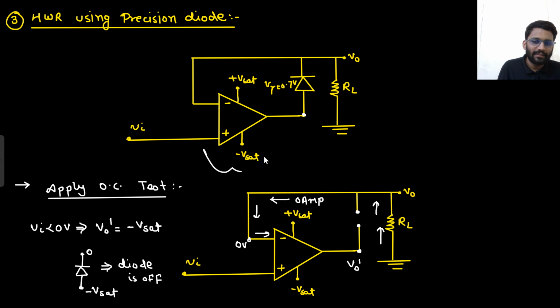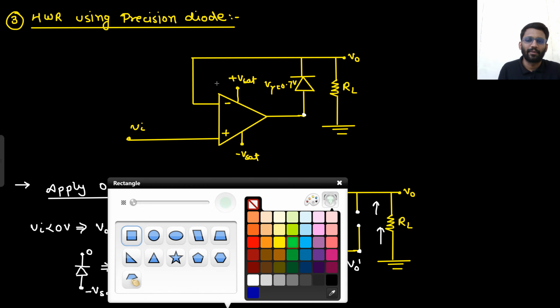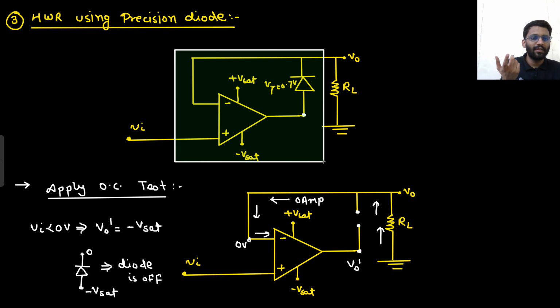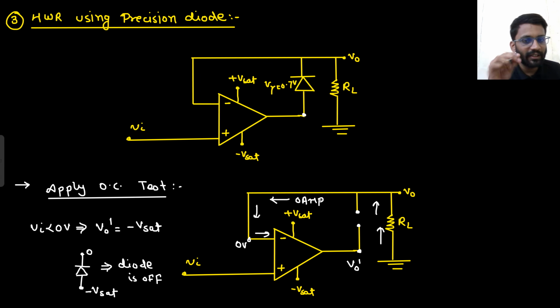So you used a precision diode. Why is this particular circuitry known as precision diode? This much of circuitry is known as precision diode. What do you mean by precision diode? Because at the final output, even if the diode you are using has a cut-in voltage, if your Vin is just greater than 0, just minutely greater than 0, still it is giving you the same as input, and if it is less than 0, it is giving you 0 voltage. That's it. So that's why it is known as precision diode.